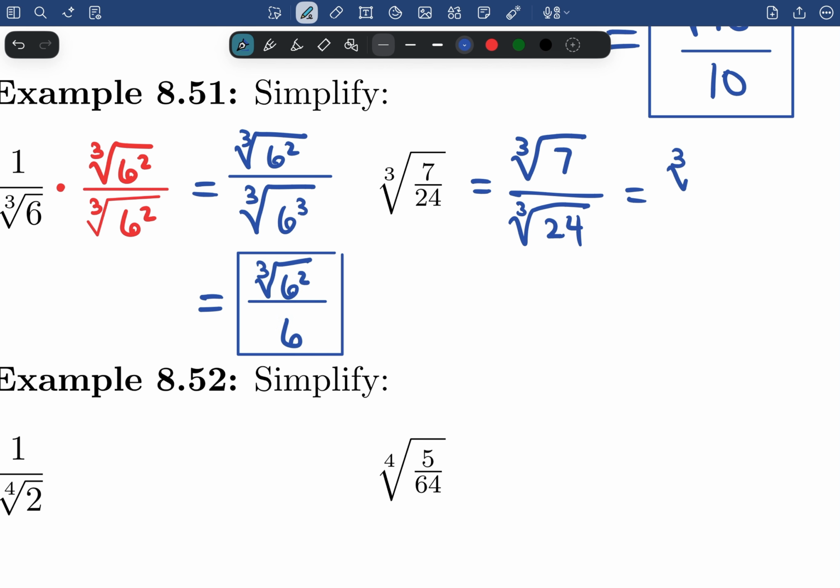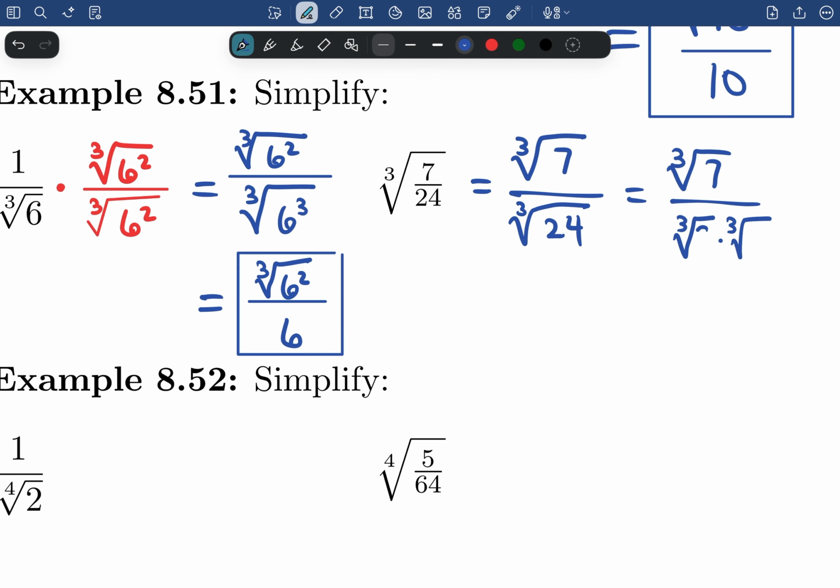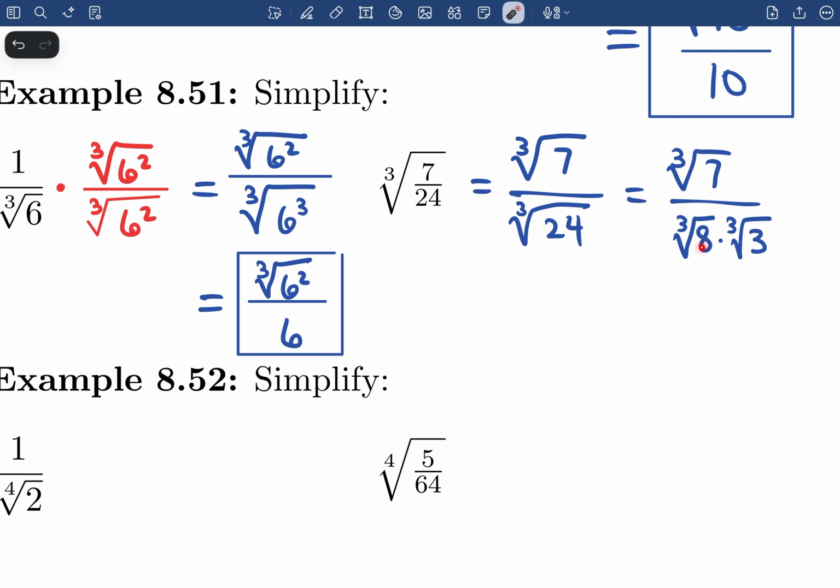So I could take the cube root of 7 and divide it by the cube root of a perfect cube times the cube root of the leftovers. And thinking about 24, it's a multiple of a perfect cube. That perfect cube is 8. 24 is 8 times 3, so I'm going to put 8 in the perfect cube radical and the 3 in the leftovers. Great.